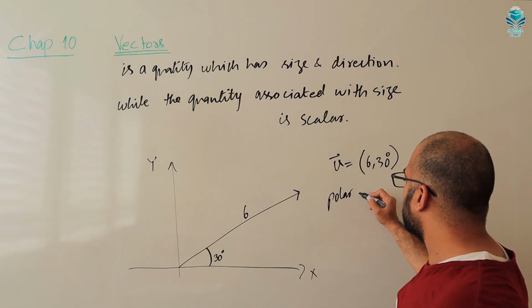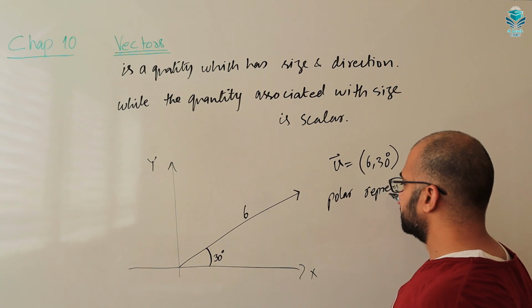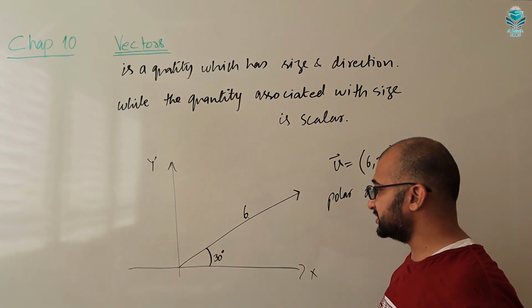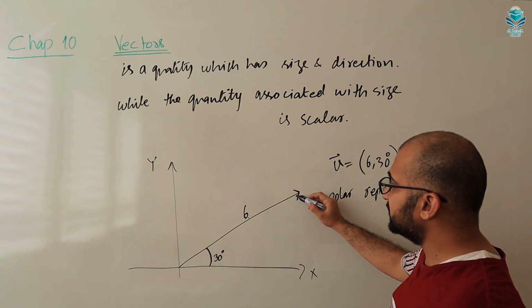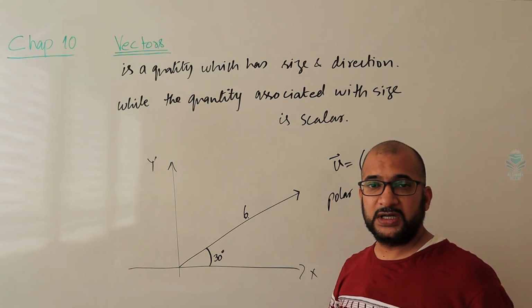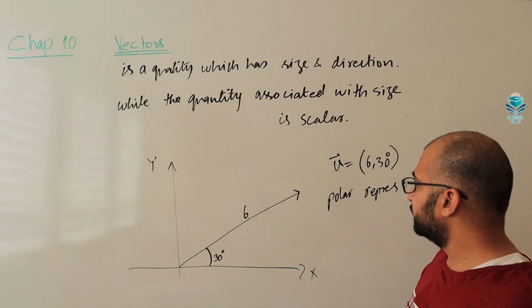This is also called the polar representation: the length and the angle with the positive x-axis. If the direction is anti-clockwise, the angle will be positive. If the direction is clockwise, the angle will be negative.